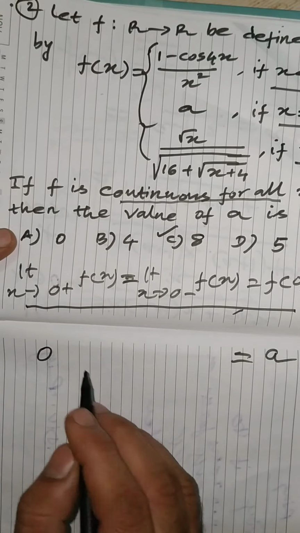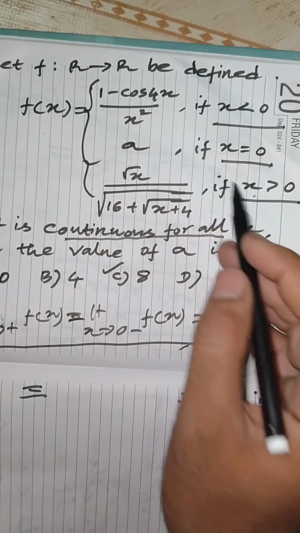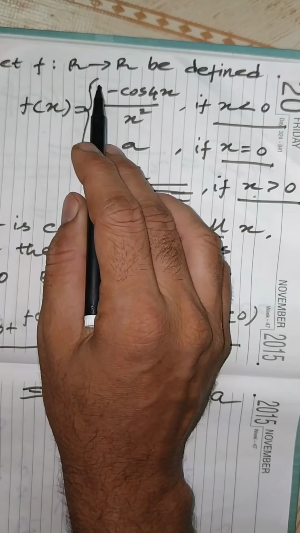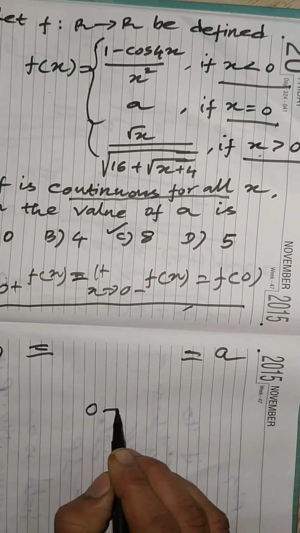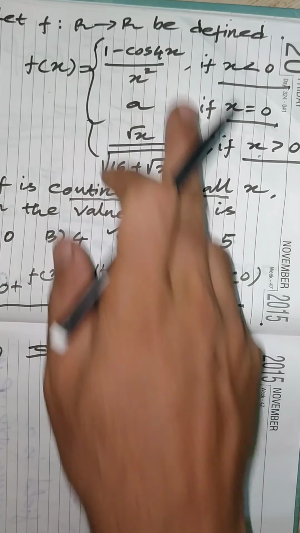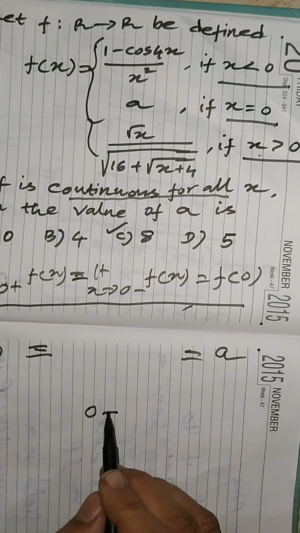Next, what about the left approach? Here, left approach, 1 minus cos 4x. Apply the limit 0, that is cos 0. 1 minus cos 0 value 1, 1 minus 1 is 0 by 0. So here we are applying the well-known L'Hospital rule. Differentiate the numerator: differentiate cos 4x, minus sin, already minus is there, minus into minus plus, so sin 4x then into 4, because we have to differentiate 4x.